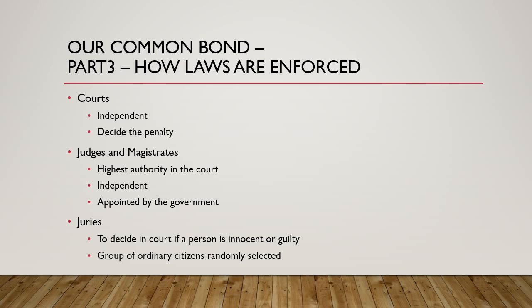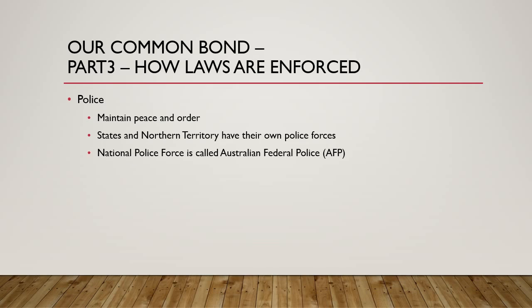There are juries to decide in court if a person is innocent or guilty. A jury is selected from a group of ordinary citizens, and they have to perform jury duty. And then there are police, which maintain the peace and order. States and the Northern Territory have their own police forces. The national police force is called the Australian Federal Police, AFP.